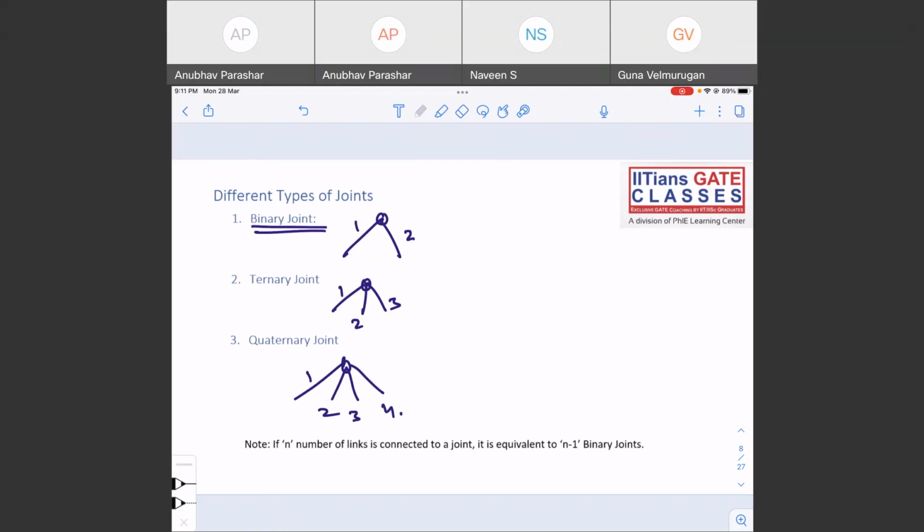It is a point to be noted here. One ternary joint is equivalent to two binary joints. This is something you will have to remember. One quaternary joint is equivalent to three binary joints.